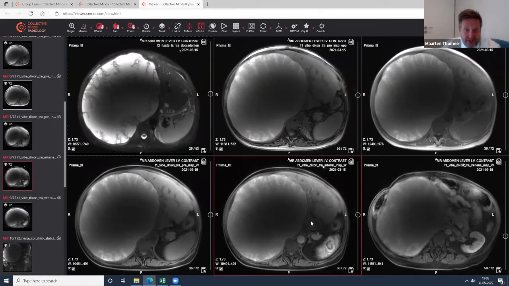Then I would see septations, which enhance, and it would also be more lobulated. So I would present this as a cyst with red blood, and I would not do any resection for this. I would do a fenestration. There's no reason for resection apart from the compression on the organs. That would be my diagnosis.